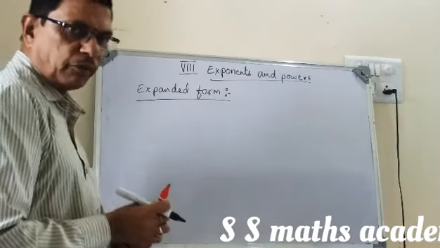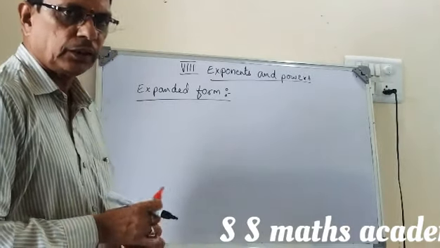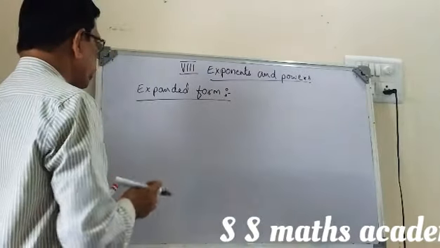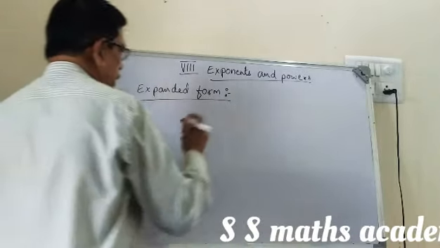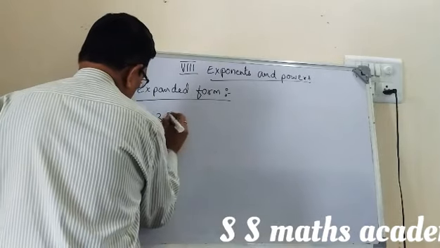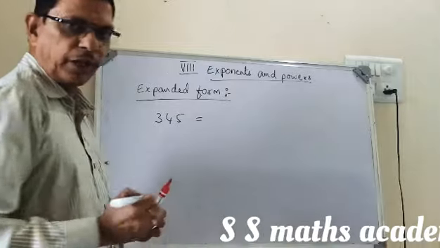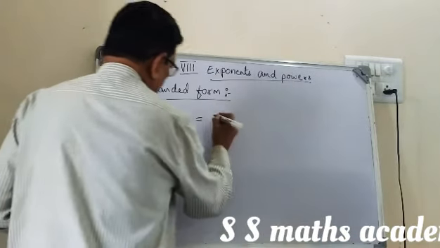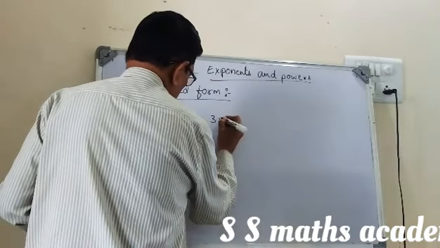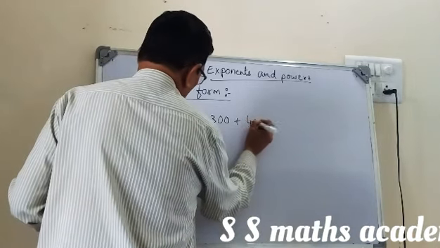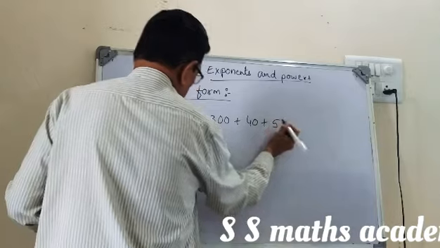Now we see the expanded form. This also we learned in smaller classes, that is 6th and 7th. Even in 5th we learned how to expand the given number. Suppose I say 345. This 345 we can write like 3 into 300 plus 40 plus 5.